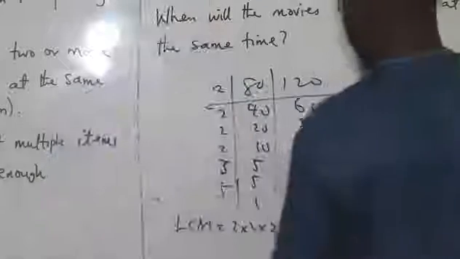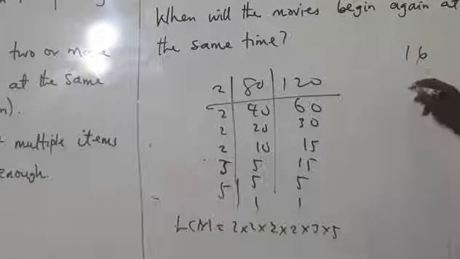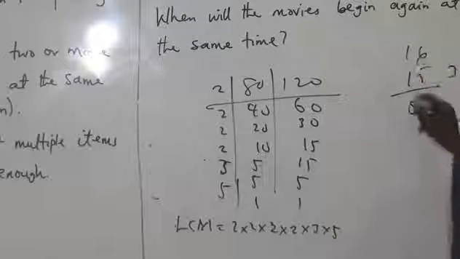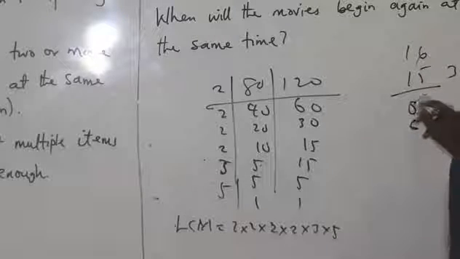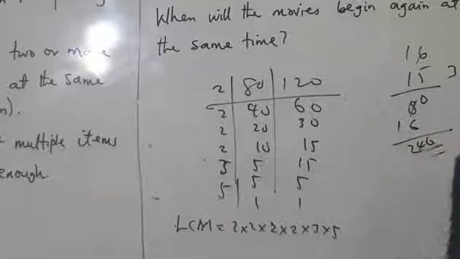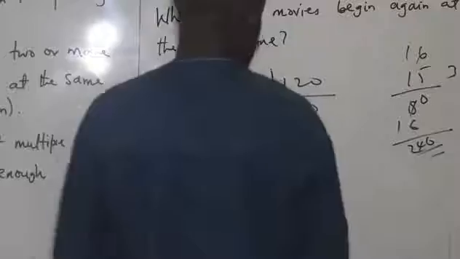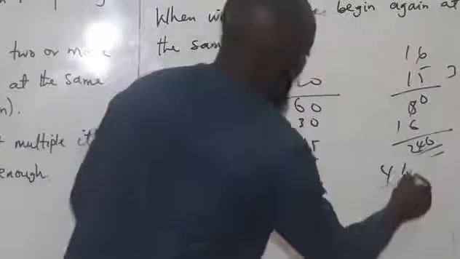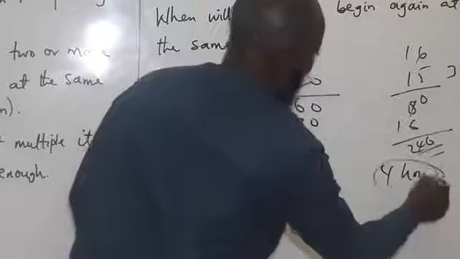So 2 times 2, this is 16. 16 multiplied by 15. This is 30, this is 8, this is 6, and this is 1. So this is 240. You can see we arrived at the same answer. So that is 240, and that is approximately 4 hours. So which is 4 hours.